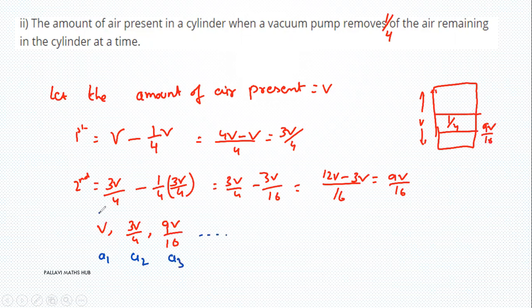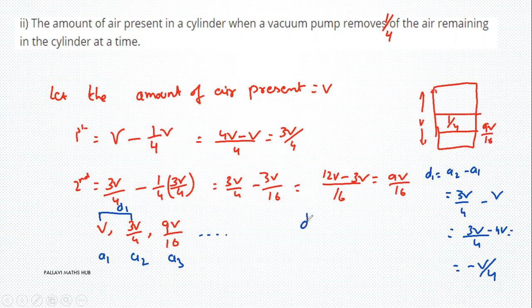It goes. Now find out D1. D1 is equal to A2 minus A1. The value of A2 is 3V/4 minus A1, which is V. Now take the LCM. LCM is 4. Here 3V minus 4V, which is equal to minus V/4.